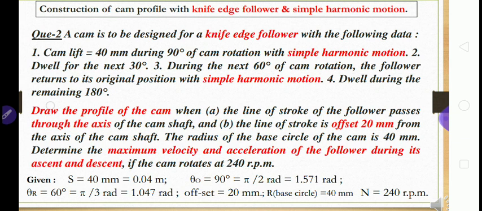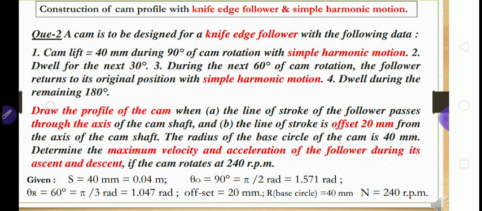Next, draw the profile of the cam when the line of stroke of the follower passes through the axis of camshaft. Here also you have to draw two types of cam profile. Firstly, if the line of stroke of follower is passing through the cam axis, and secondly, the line of stroke is offset by 20 mm from the axis of camshaft. Here secondly you have to represent it by offset of 20 mm. The radius of the base circle of the cam is 40 mm.